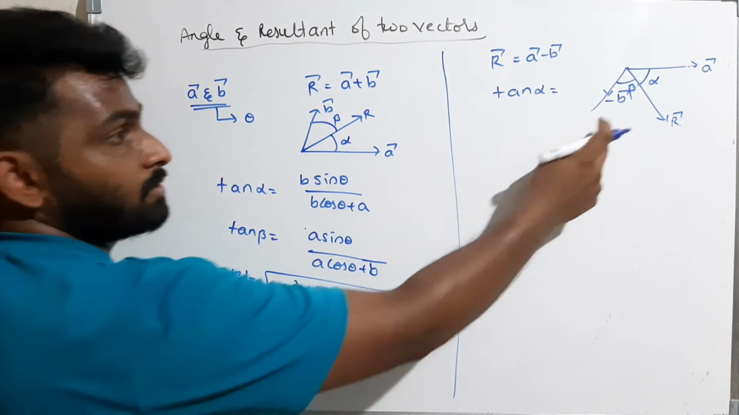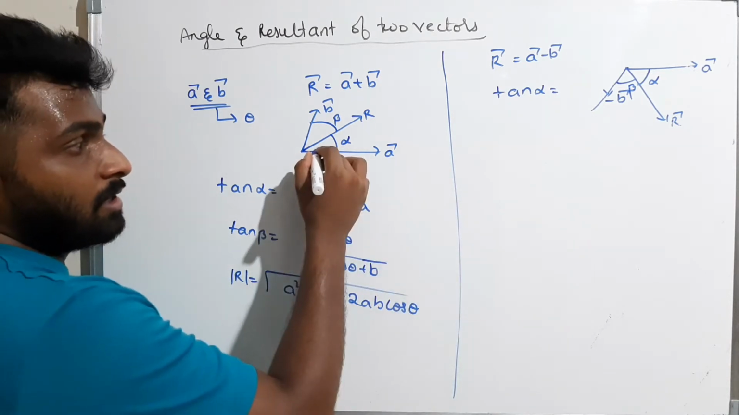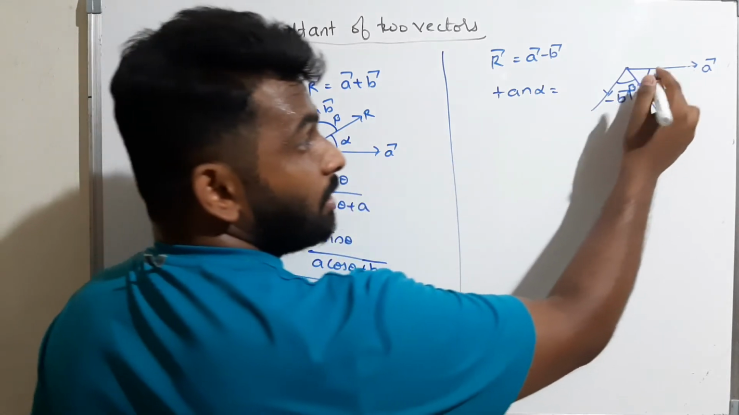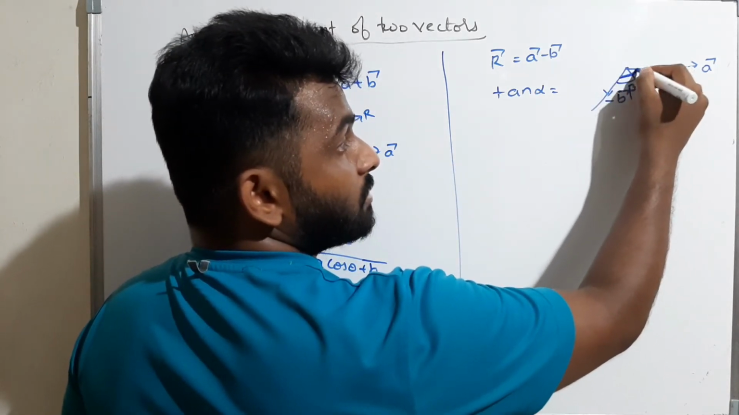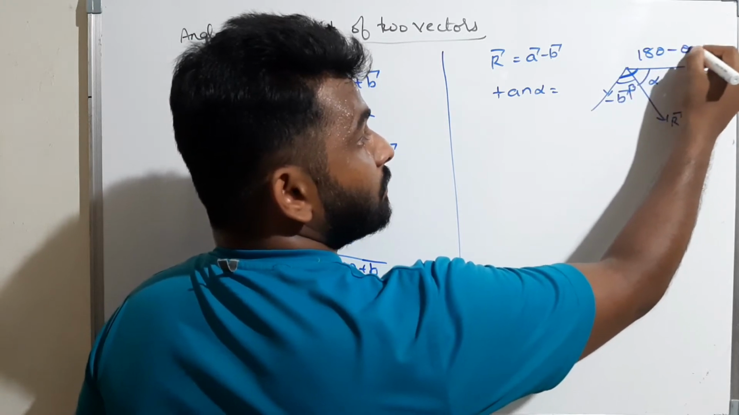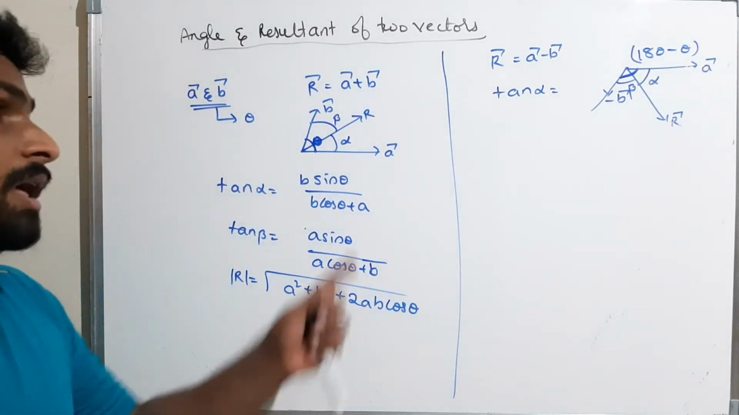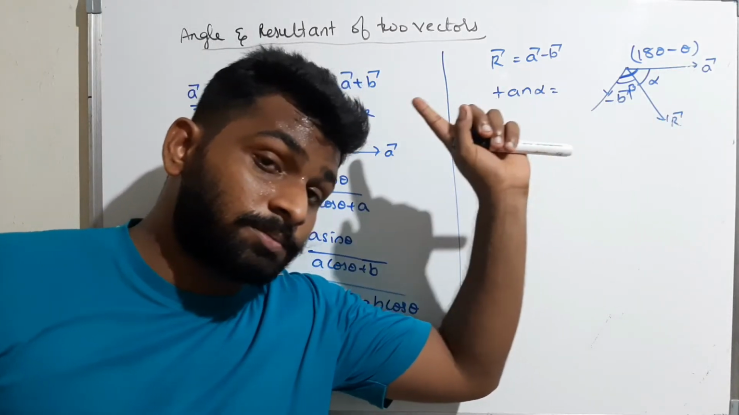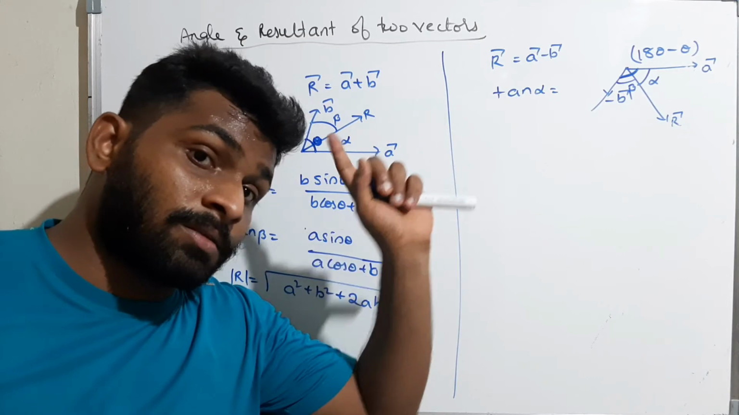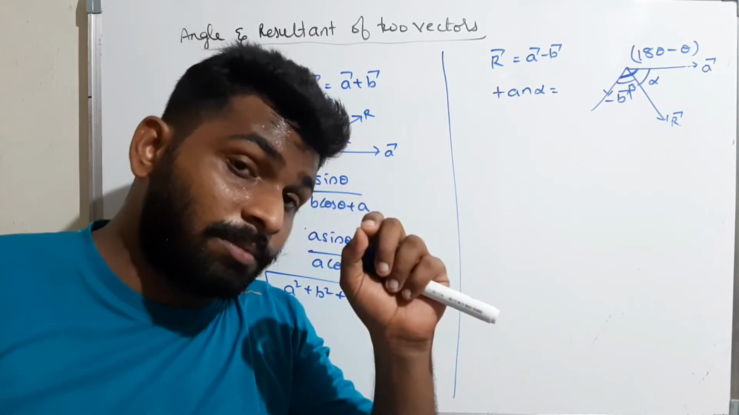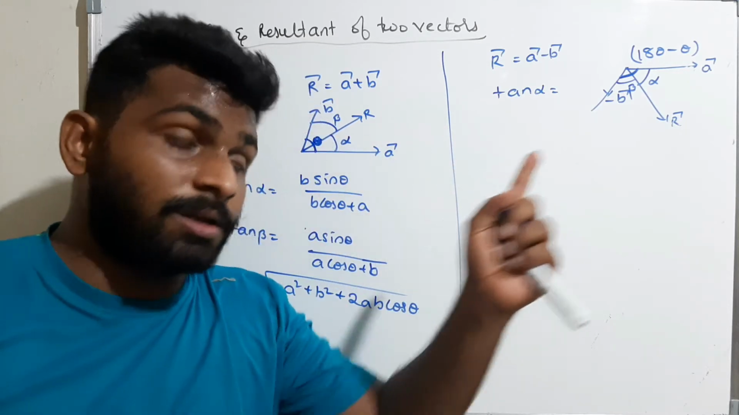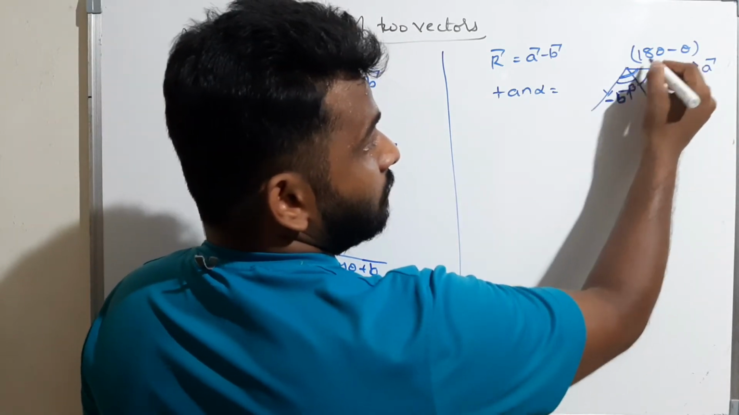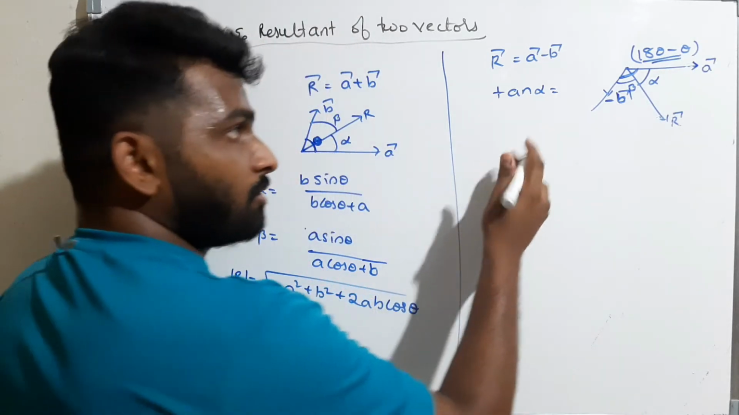There is a lot of difference between this one and this one. Here the angle between a bar and b bar is theta. But here the angle between a bar and b bar is not theta. How much is it? It is 180 minus theta. That is the difference. Here the angle between the a bar and b bar is theta, but the angle between the a bar and minus b bar is, as I told you in the multiplication of vectors with a real number, if I multiply with a negative number, then the angle will become 180 minus theta. Therefore, the angle between the a bar and minus b bar is 180 minus theta. Now keep it here.